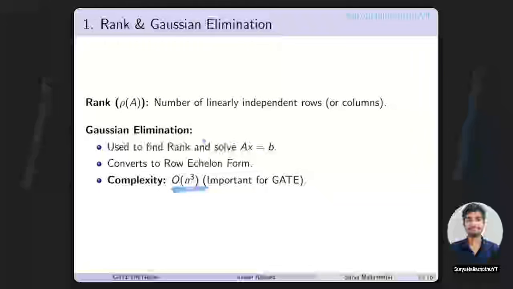For the Gaussian elimination, the previous year asked that the answer is not O of n cube, but the answer is O of n square. Why? In Gaussian elimination, there is a special case. In that special case, the complexity will be O of n square. So at this point, we need to consider the special case only. It means the best case will be O of n square, but the majority complexity is O of n cube. So you need to remember this point very well.